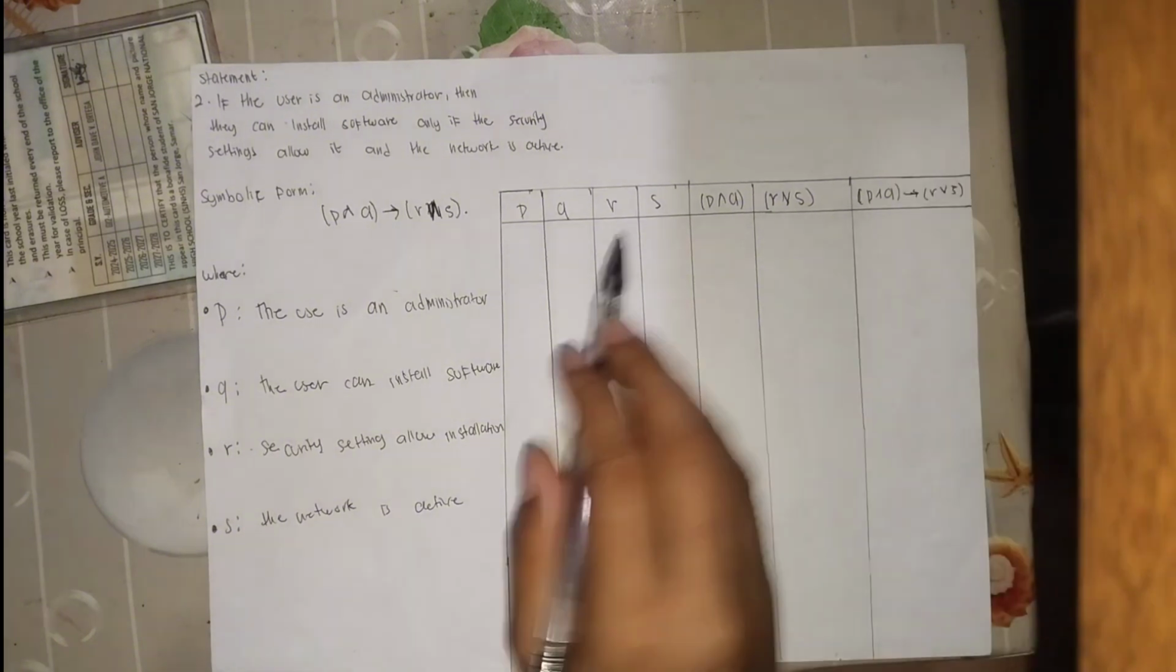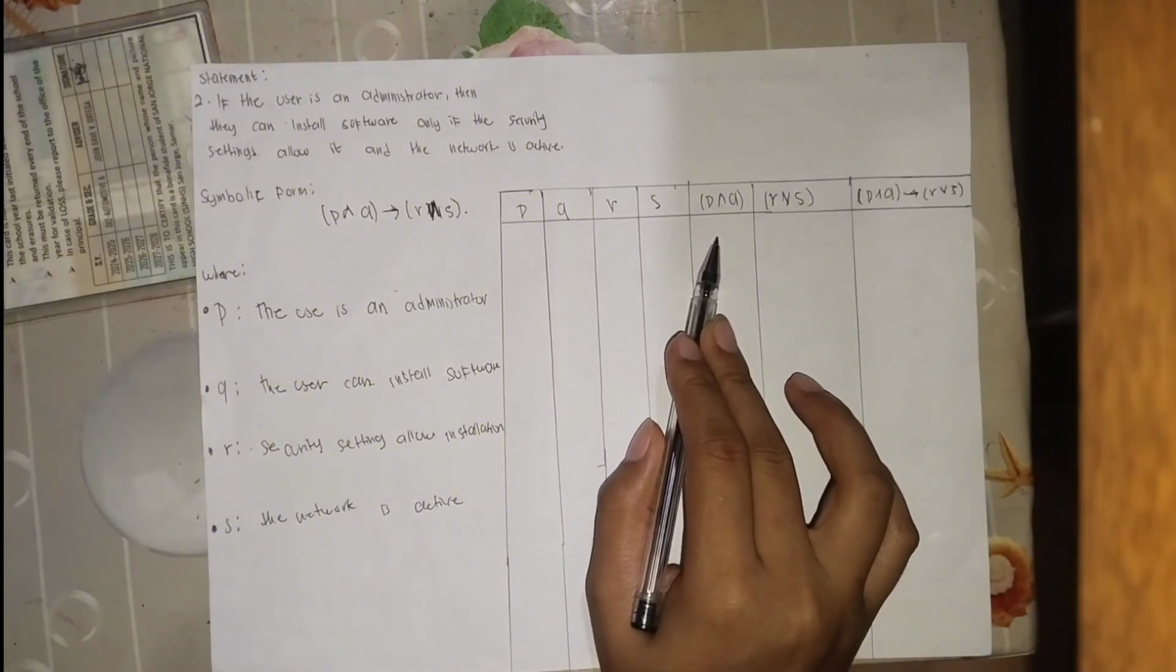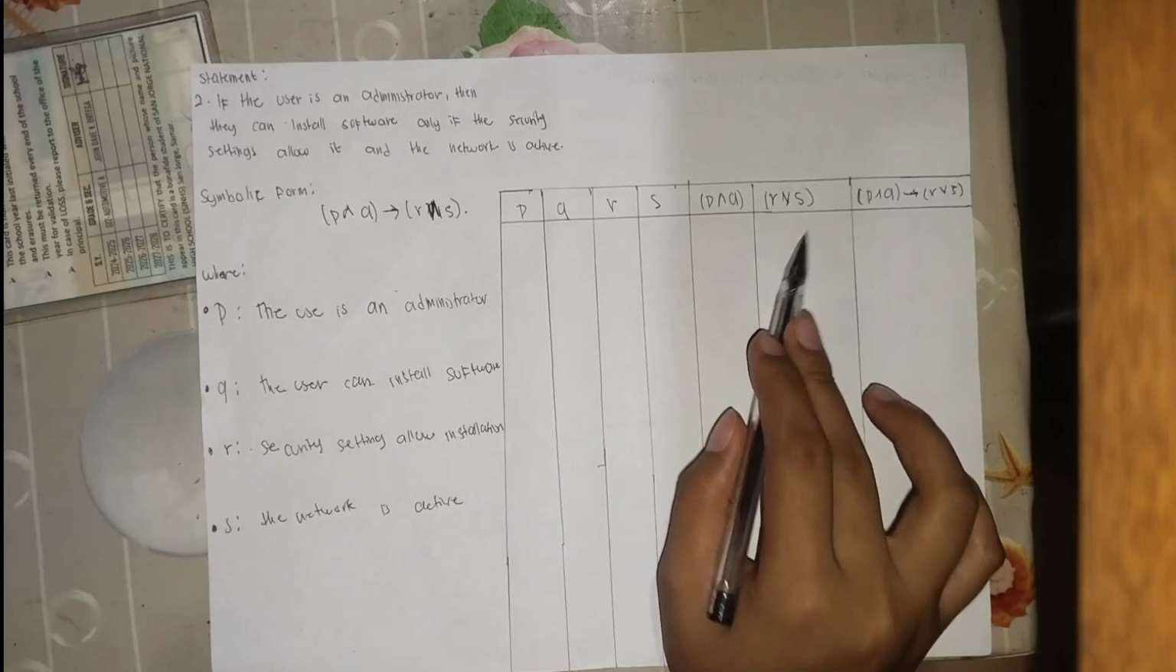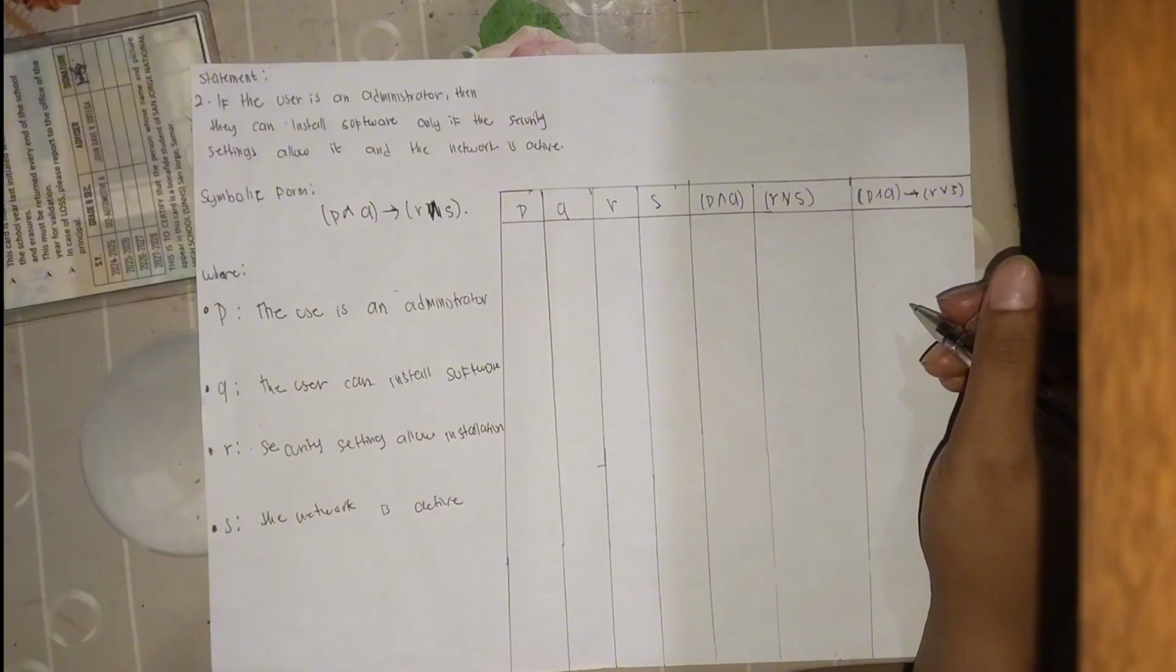So konta na ya, gintigda ka na ya, and this. So implication is only false when the first part, which is P and Q, is true, and the second part, R or S, is false. In all other cases, it's true. So now let's proceed to our table.